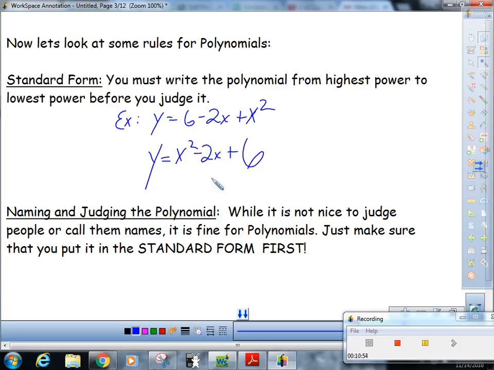So, that's just what this is explaining down here. While it is not nice to judge people or call them names, it is fine to do that by polynomials. They're not people. Just make sure that you put it in standard form first so that you can judge it. Right. We're only judging polynomials in this room.